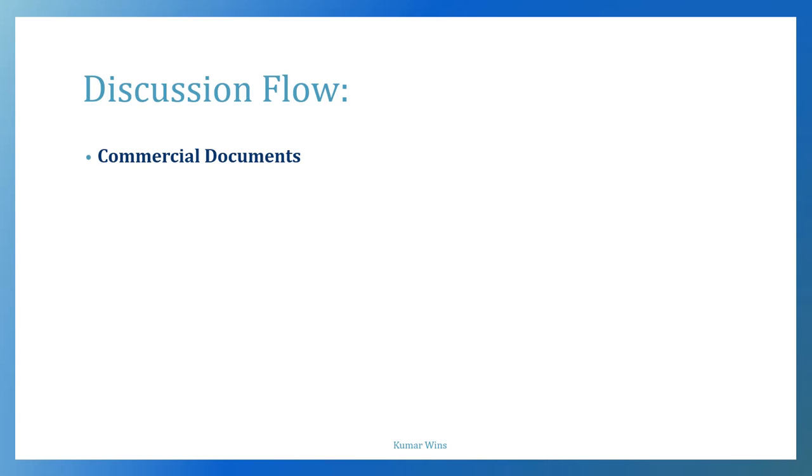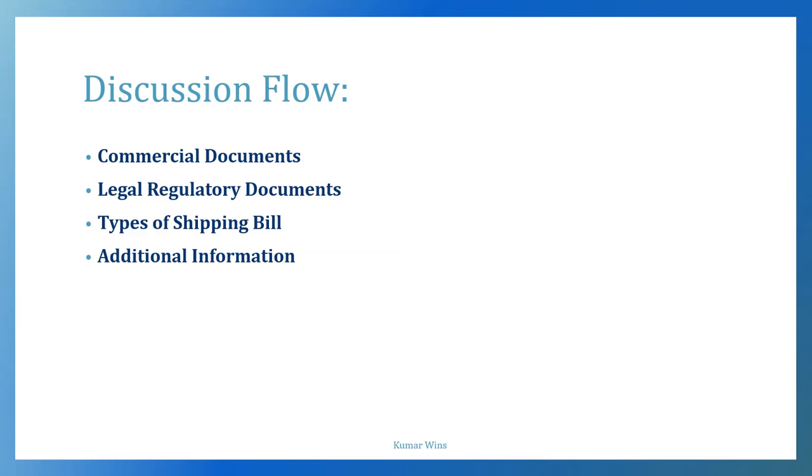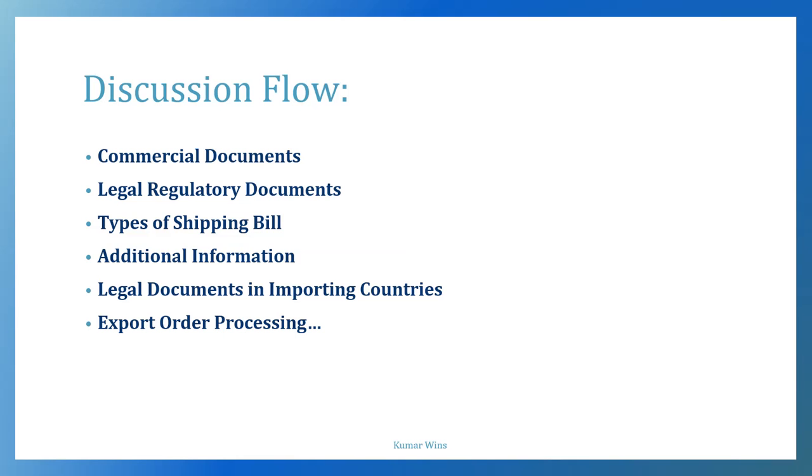So, our discussion will progress in the following sequence. We will learn about the commercial documents, then we will have a look at legal regulatory documents, then types of shipping bill, then some additional information that you will find very useful for export documentation, and then we will have a look at legal documents in importing countries, and finally the export order processing, which will be continued in the second part of the video. So here there are mainly 6 different points that we are going to cover.